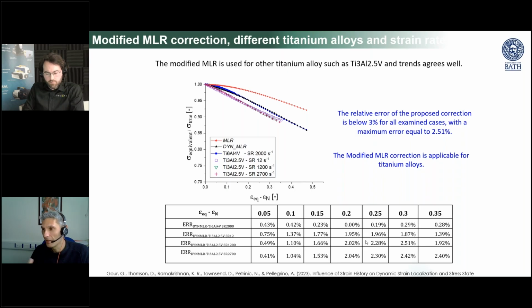So we felt confident that the modified MLR correction is applicable to all titanium alloys, as long as the thermal properties and the density are similar between different alloys. Once we calibrate the constants A and B, we can apply the same correction to similar alloys. For example, if we were to use copper alloys, once we calibrate A and B for one alloy, we are confident that we can use the same coefficients A and B and correct for the dynamic MLR to find an optimal correction for triaxiality.